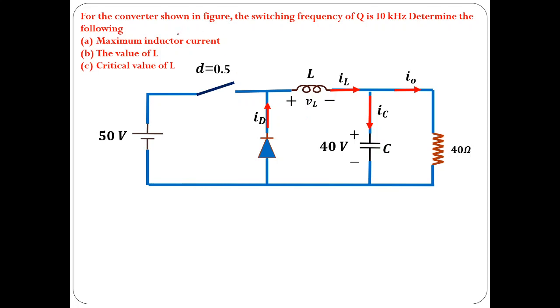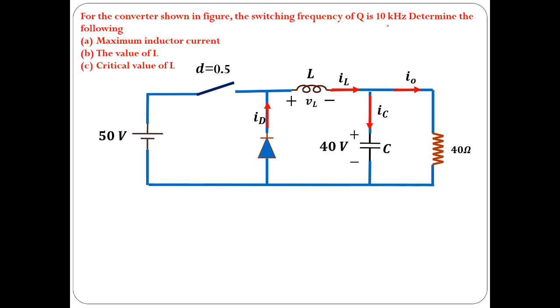This problem was given in one of the GATE examinations. Of course, by inspection one can say that this is a buck converter. Whenever you have an inductor connected to the load side, straight away one can say that it corresponds to a buck converter. For this particular converter shown in the figure, the switching frequency is 10 kilohertz.